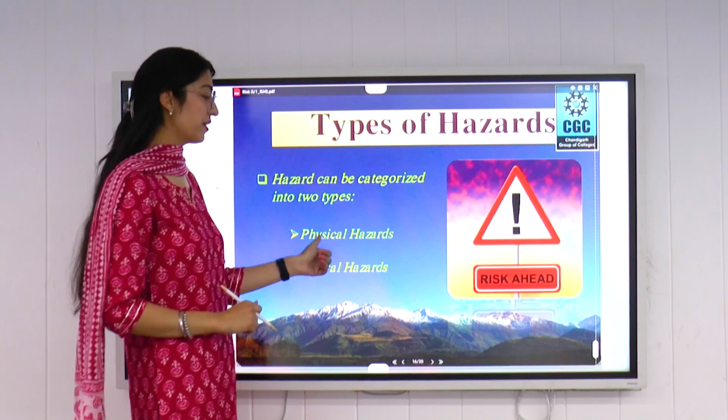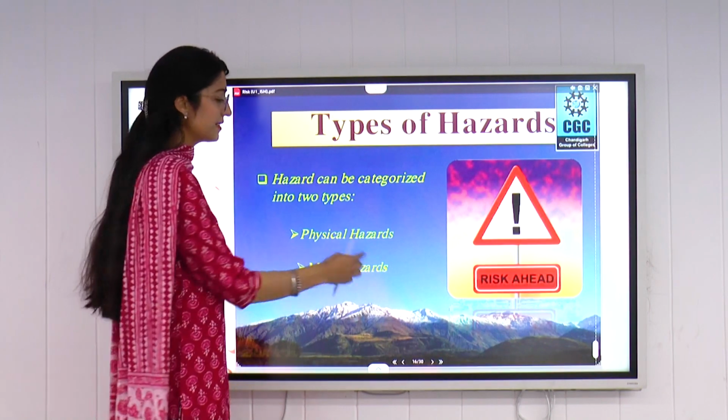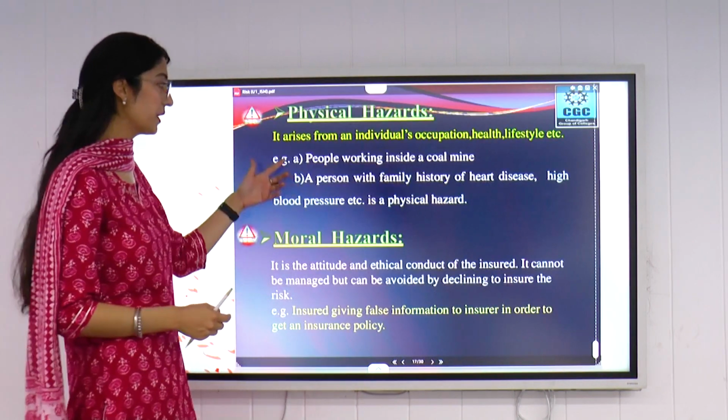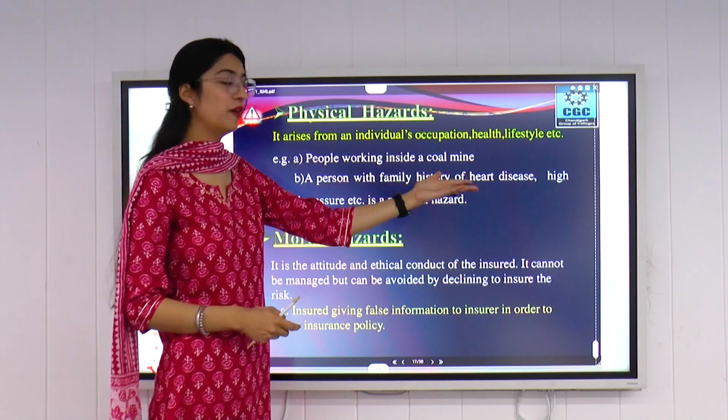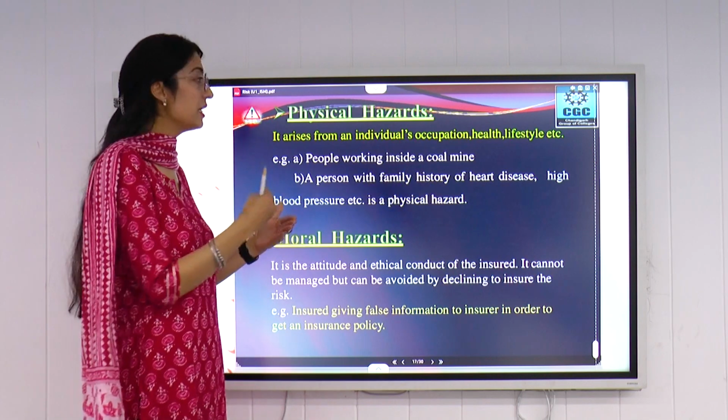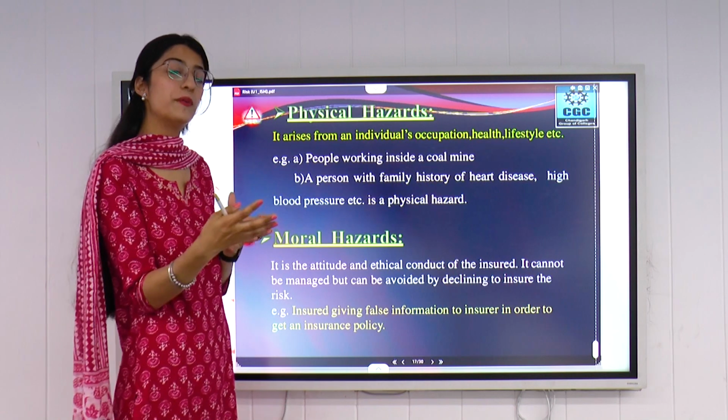So the types of hazards we have are physical hazards and moral hazards. As the name suggests, physical hazards are, for example, a person working inside a coal mine, or a person with a family history of heart disease. There the intensity is higher, and the impact is greater.